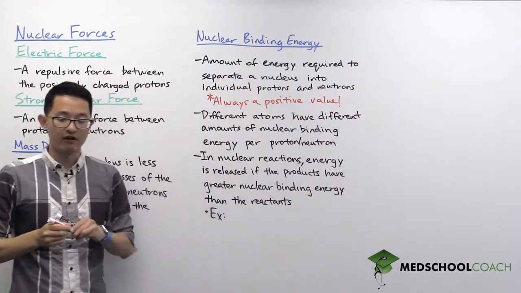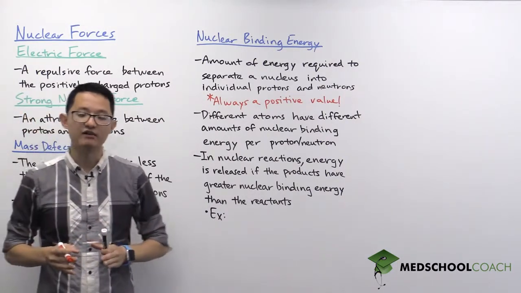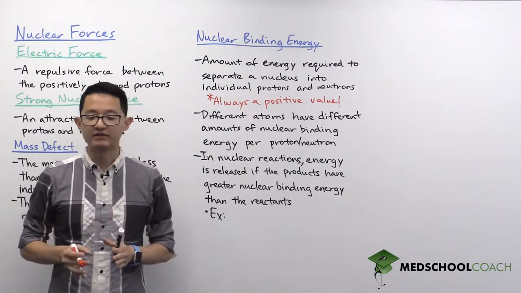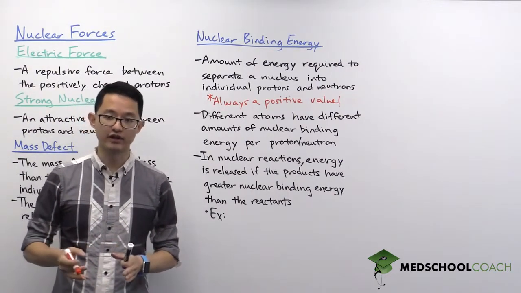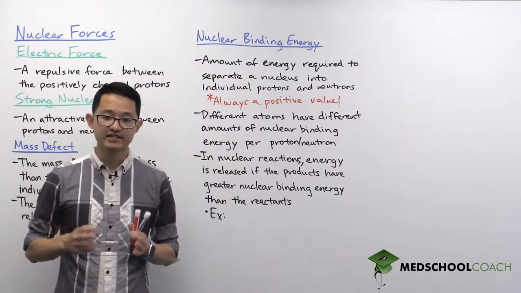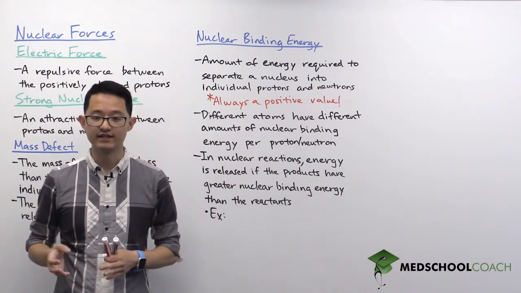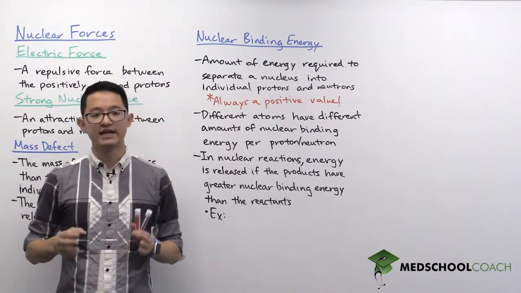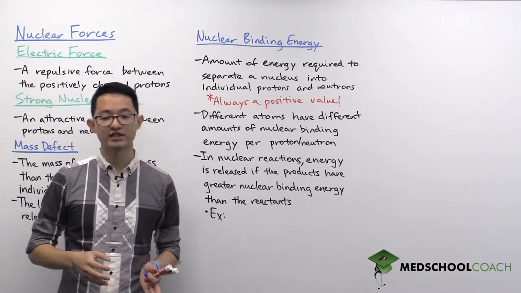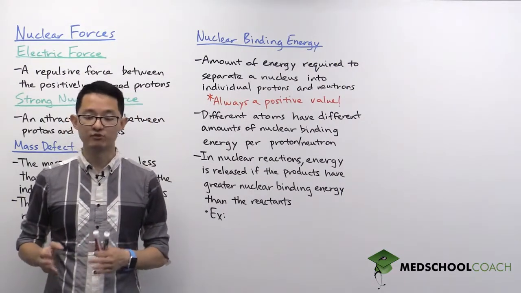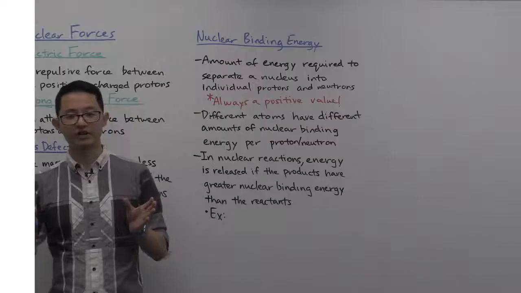Okay. Now, while the nuclear binding energy is always a positive value, different atoms' nuclei have different amounts of nuclear binding energy per nucleon. What this means is that some nuclei are held together more tightly than others. This is important because in nuclear reactions, if your products have more nuclear binding energy than your reactants, you're able to release energy. We can see this if we take a look at this diagram here of a nuclear binding energy curve.